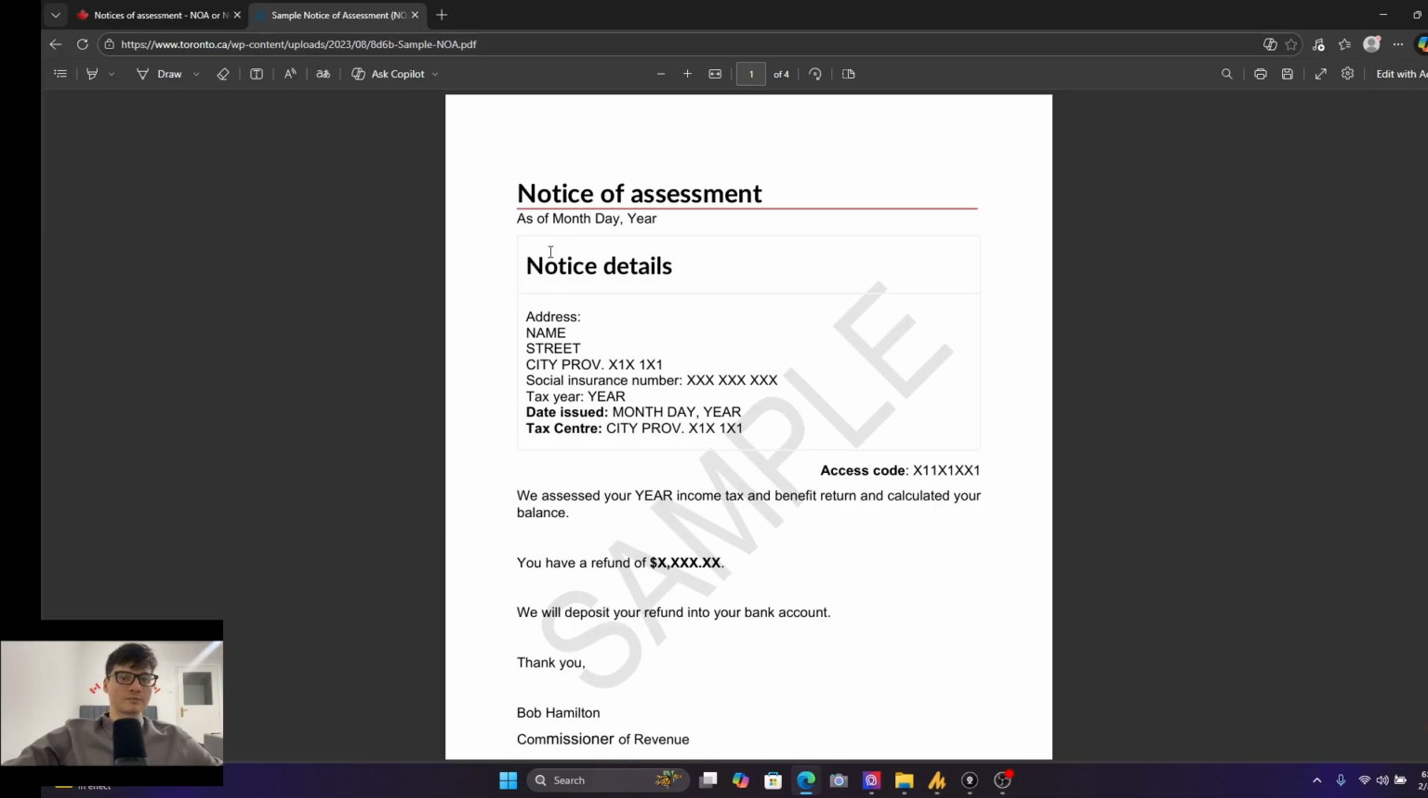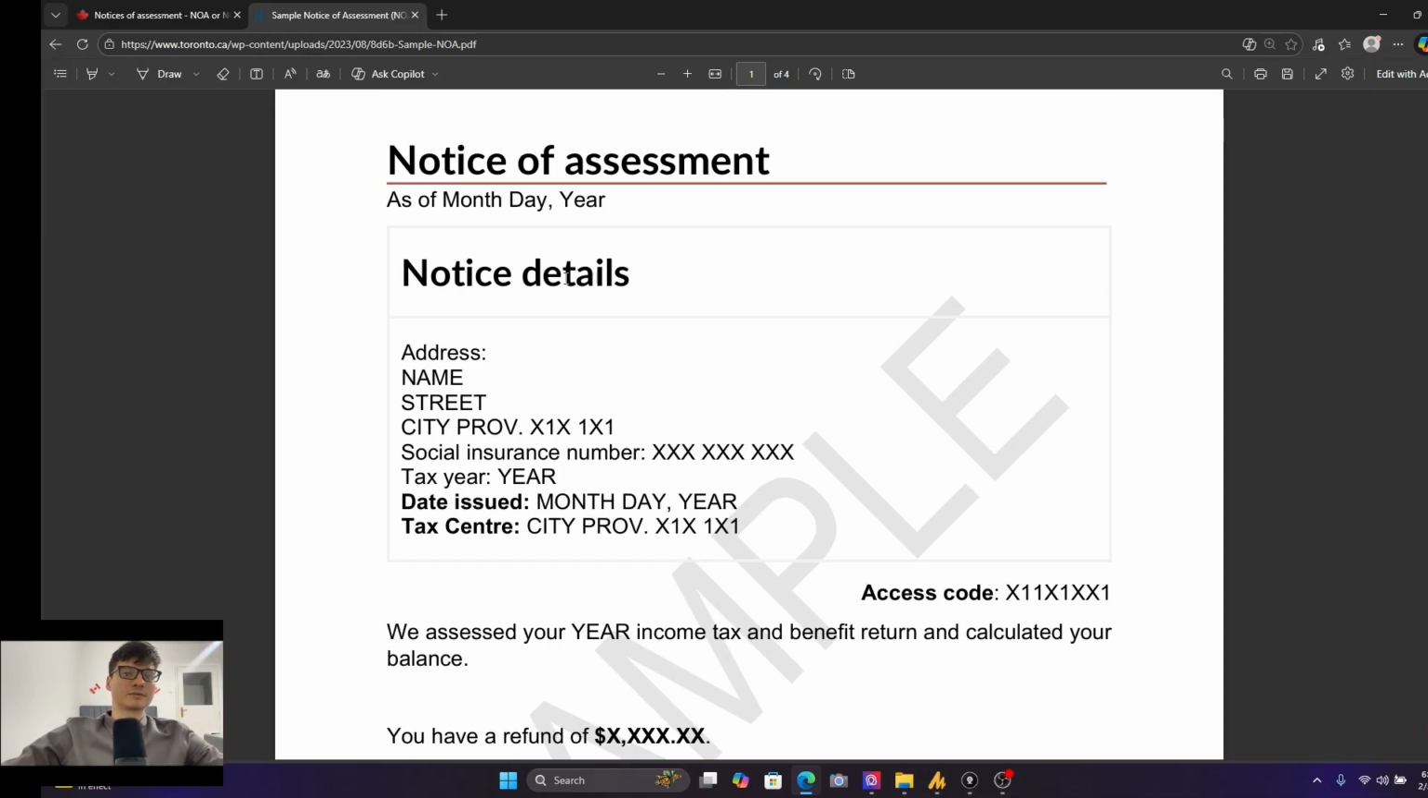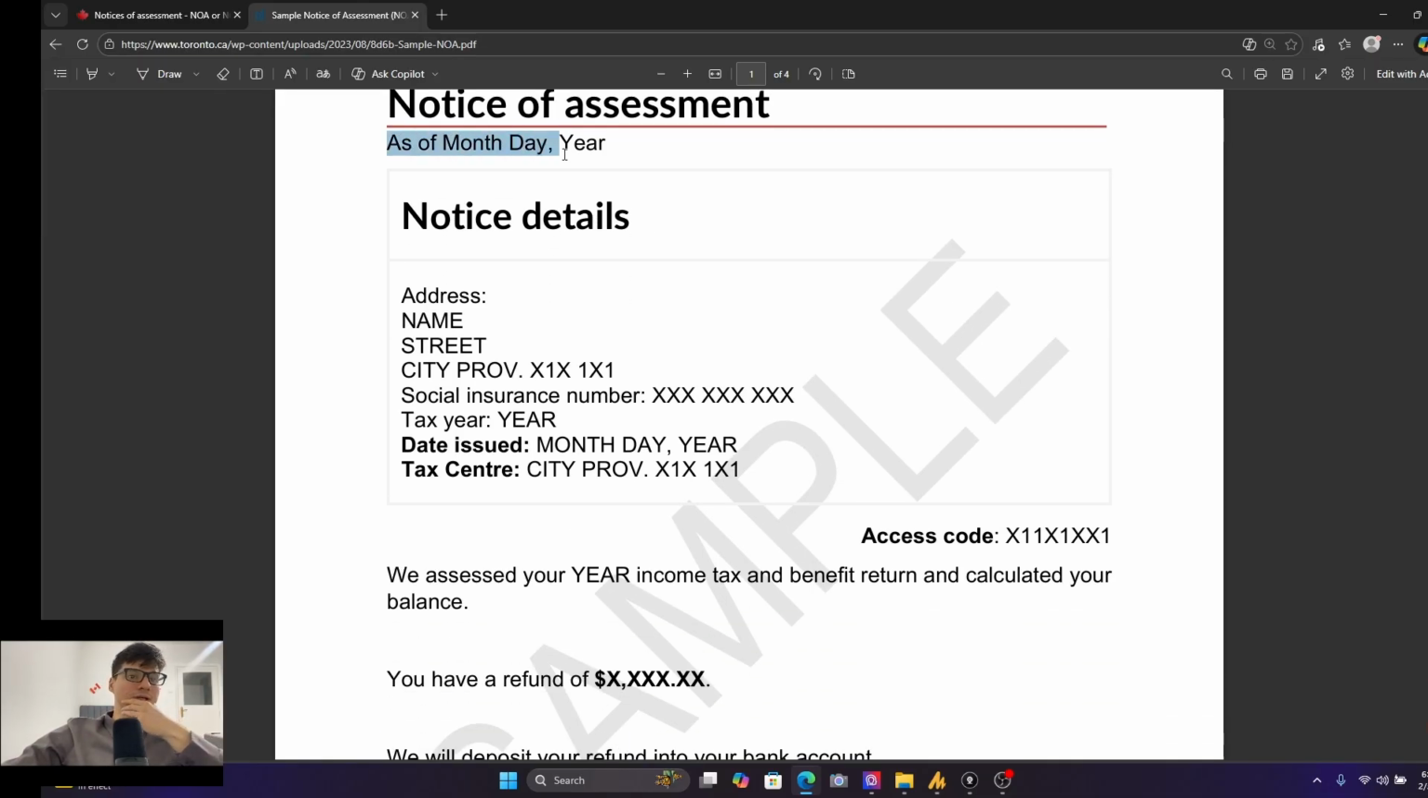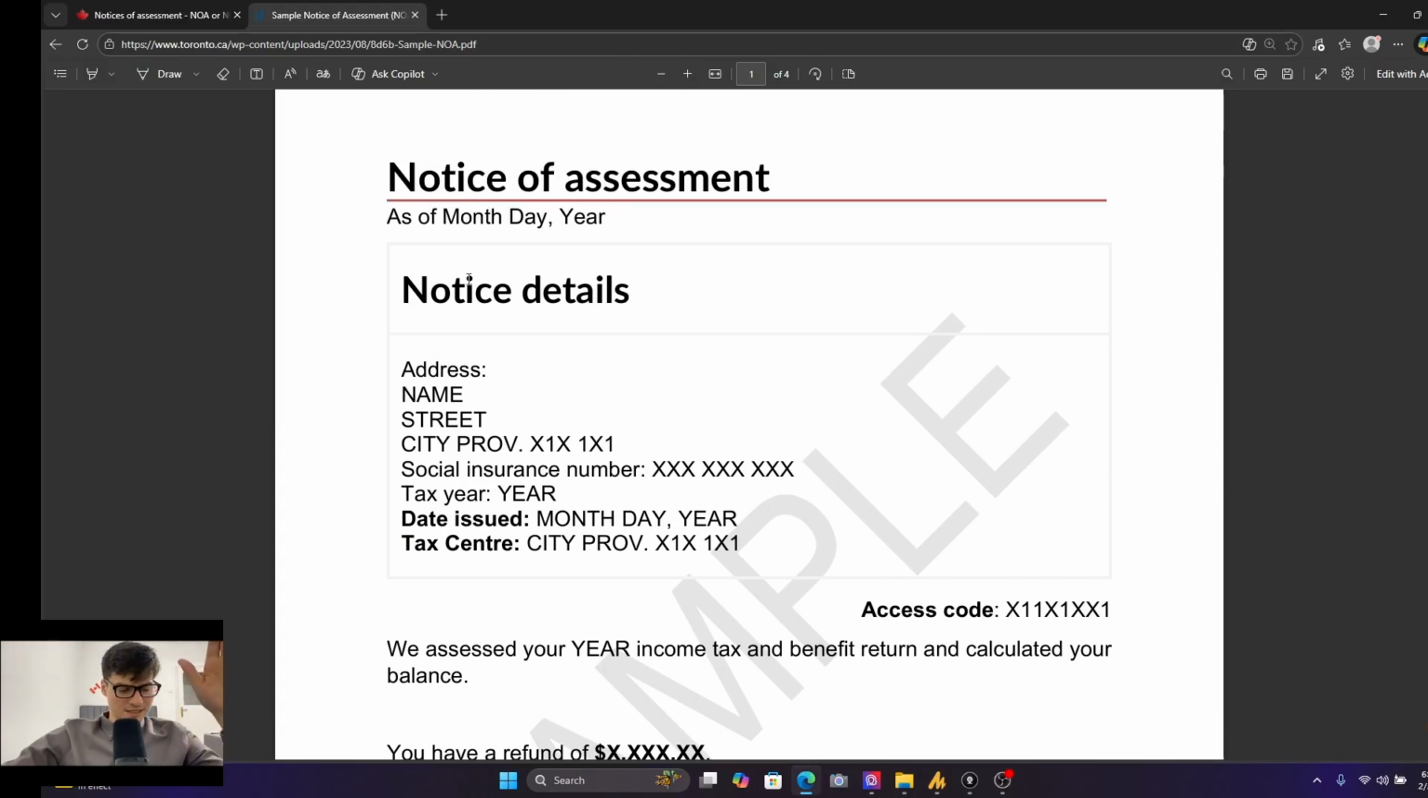So if we open up the sample notice of assessment here, we can see it will tell you the month, day, year. Again, this is just a sample one from the Toronto City website. They uploaded a sample NOA. Because this is from Toronto, it'll be an Ontario provincial, so you'll see the provincial credits being in Ontario. Again, this is just a sample one, not a physical example of someone's.